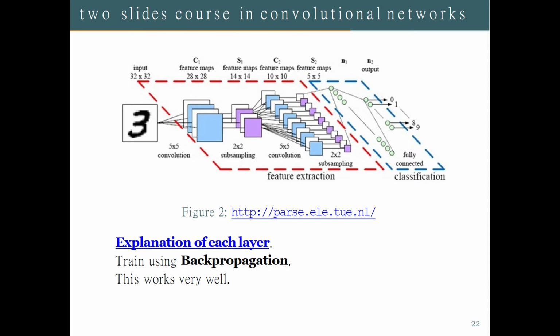To increase this accuracy, we will use a convolution neural network. The diagram for the convolution neural network is shown here, in which a 32 by 32 image is resized to 28 by 28, which further maps to 14 by 14, and can be convolved to map to 10 by 10 and then 5 by 5, which will finally give the features from 0 to 9. Each layer is trained using backpropagation, and this works very well.